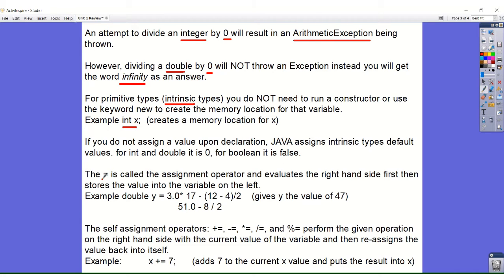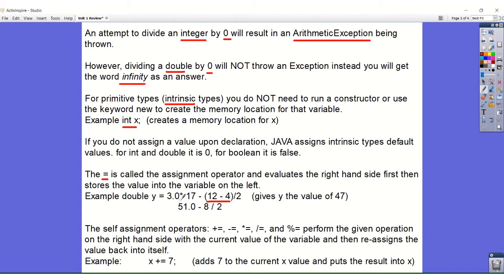The equal sign is called an assignment operator, and it evaluates what's on the right-hand side of the equal sign first, and then stores the value into the variable on the left. So for example, double y equals 3.0 times 17 minus (12 minus 4) inside of parentheses divided by 2 is eventually going to give you the value of 47, well technically 47.0 because it's a double. But I just want to show you the orders of operation here. First it's going to do what's inside the parentheses, which is 12 minus 4, that's 8.